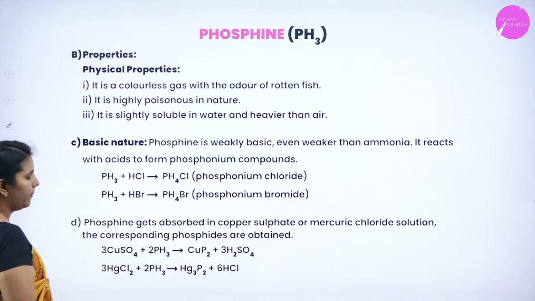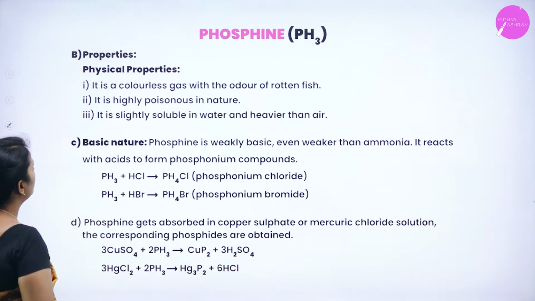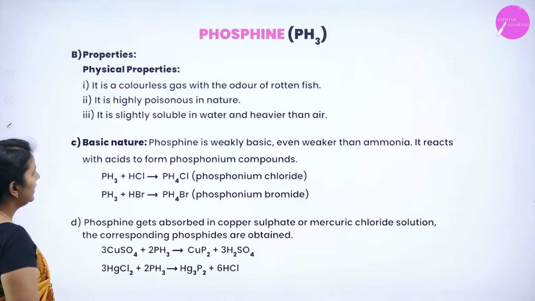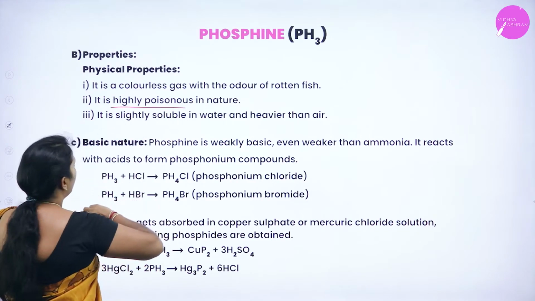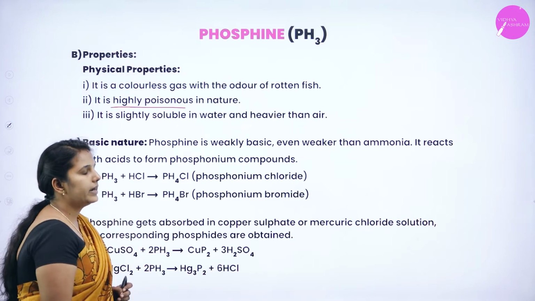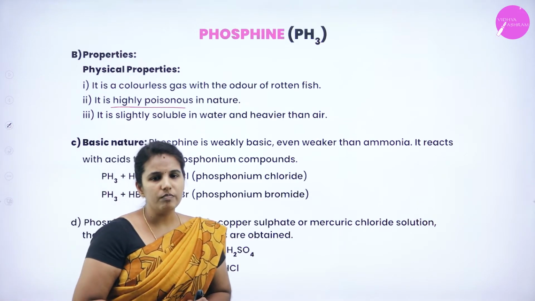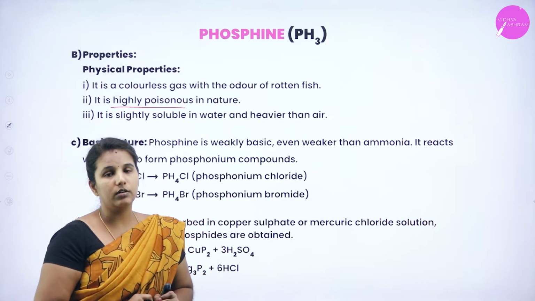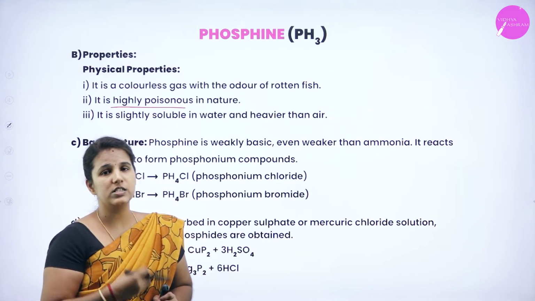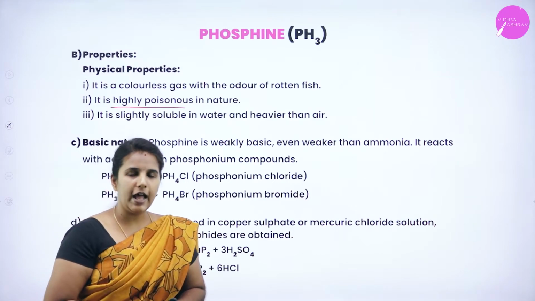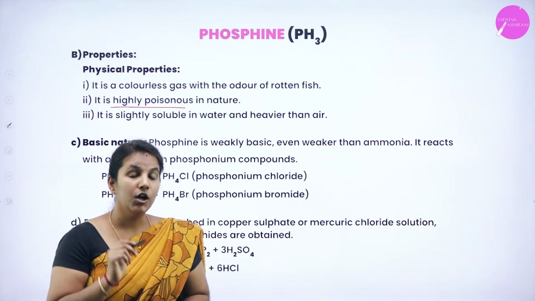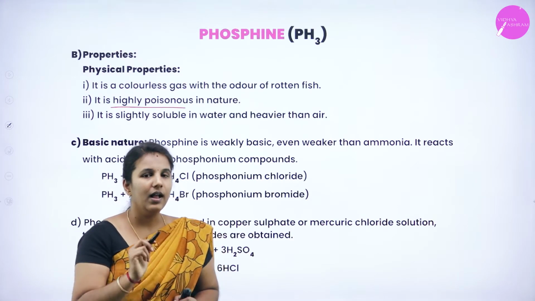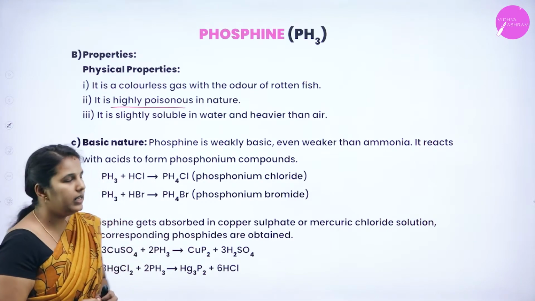Next we have the properties of phosphine. First I'll go with the physical properties. It is a colorless gas with an odor of rotten fish, and it is highly poisonous in nature. It is slightly soluble in water, and it is heavier than water. So if you smell phosphine, it gives a rotten fish smell. Like hydrogen sulfide gives a rotten egg smell, phosphine gives the rotten fish smell, and it is highly poisonous in nature.